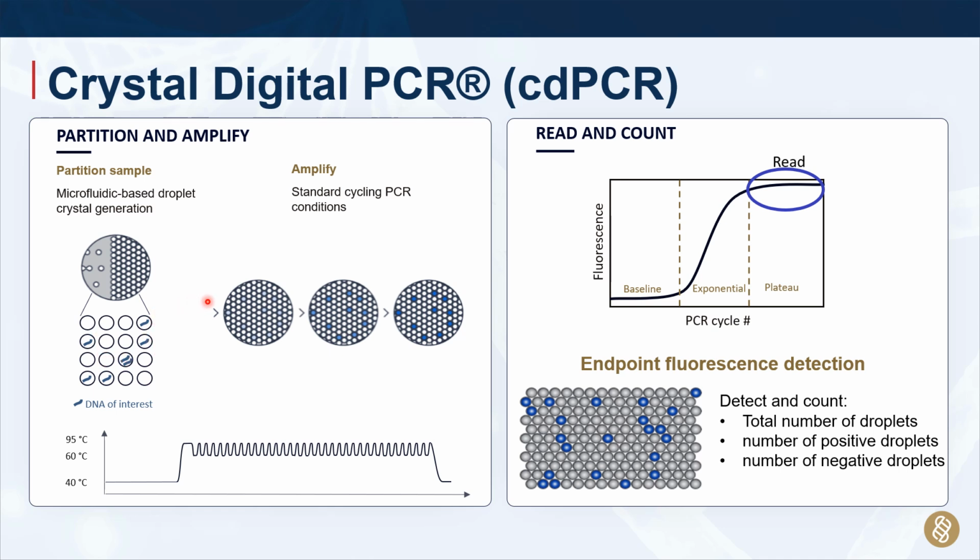On the instrument, the standard PCR cycling conditions of denaturation, annealing, and extension would then take place, with the reading and the quantification of the nucleic acids actually happening at the end point of the amplification curve, so after the reaction is finished. And essentially what we are counting at this point is the number of droplets or partitions that we have generated as part of this workflow, the number of positive droplets, and the number of negative droplets present in that sample.